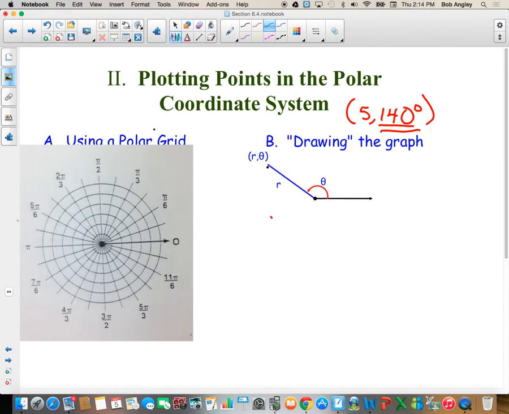Again, the first thing I need to do is make sure that I believe you understand what's going on. So I want us to do 5, 7 pi over 4. Would you plot that point? All you're going to do is, on one of your graphing grids, put that point in the right place and identify its coordinates.